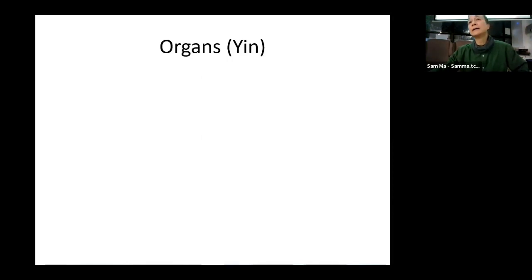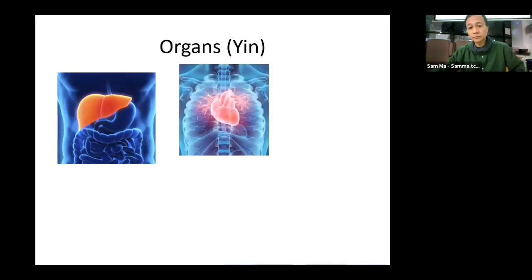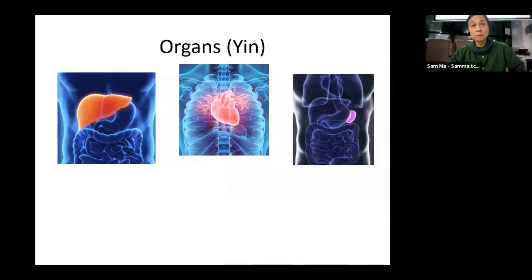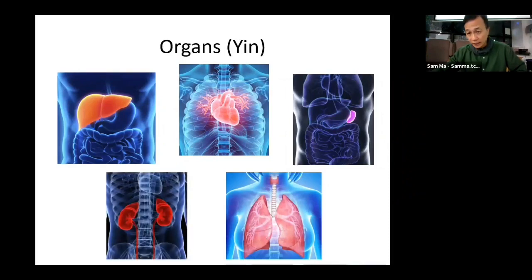Wood. Liver. Liver on your right side. It's like a triangular shape. Okay, and next one is the heart. Yin organ. Next one is the spleen. Next one, lung. And next one is the kidney.